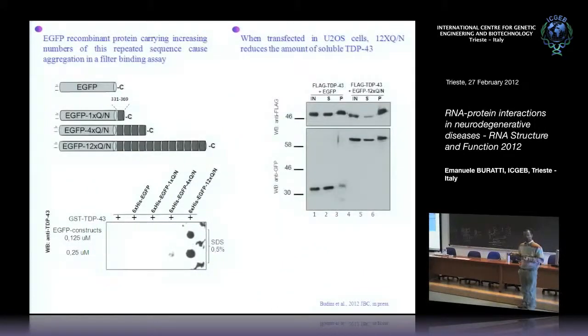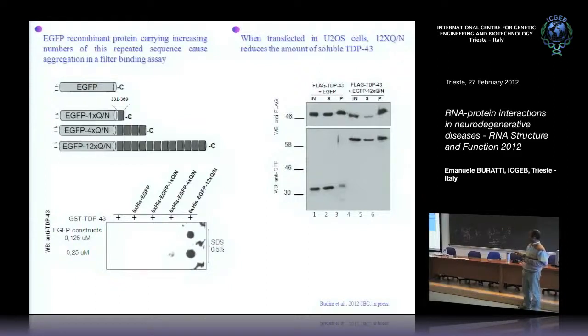So if this sequence is important, what we tried to do approximately a few months ago was to set up a system to exploit this particular region of TDP43 and try and reproduce the formation of the aggregates in culture cells. The way we did this was to simply use a reporter protein, that is a classical EGFP protein, and we added to this reporter protein an increasing number of these 342 to 366 repeats.